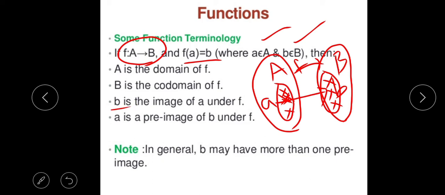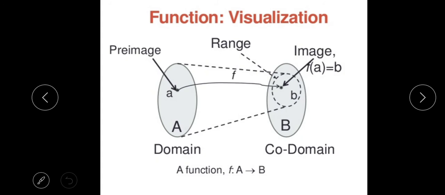Small b is called the image of small a under the function f. And a is a pre-image of b under the function f. In general, b may have more than one pre-image. You can see here a visualization of this.